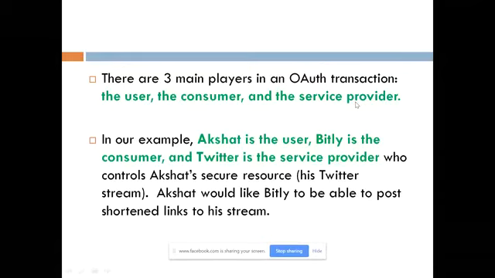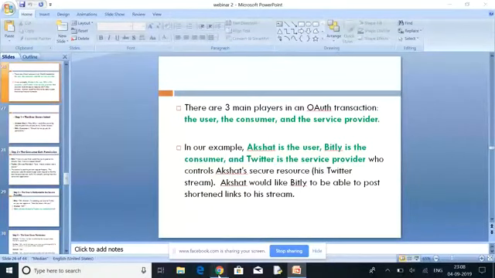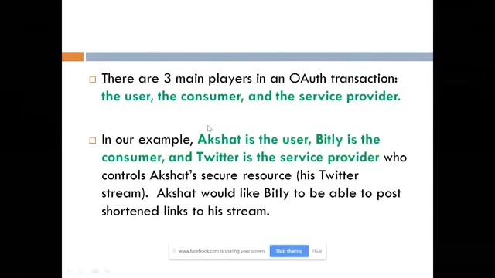The example that I'm taking here is a user, Akshat, bit.ly is the consumer, and Twitter is the service provider. Twitter is the service provider who is controlling Akshat's secure resources like his Twitter stream. Akshat would like bit.ly to be able to post shortened links to his stream, so Akshat wants bit.ly to access his Twitter stream and post some links there.